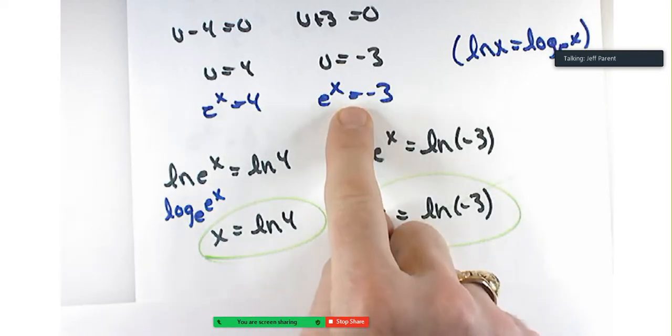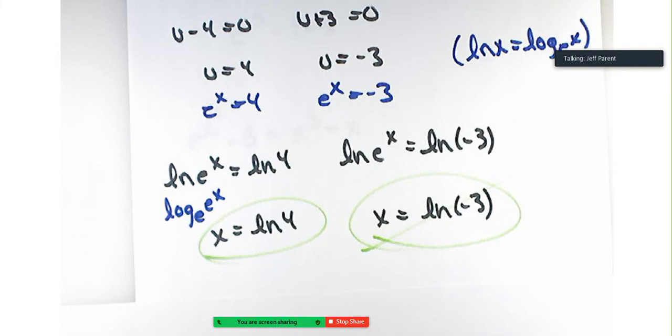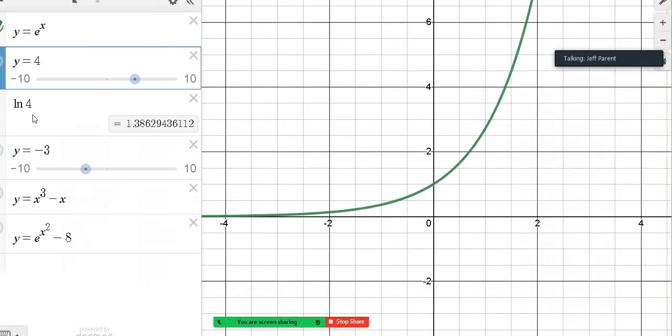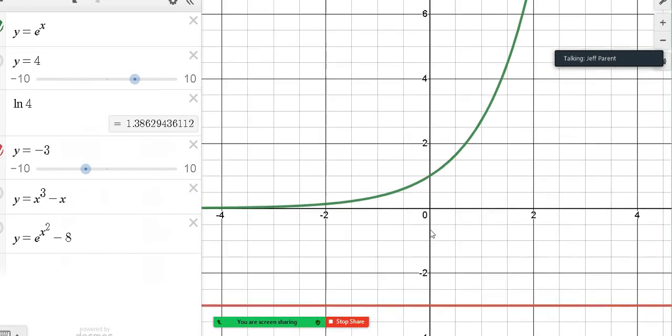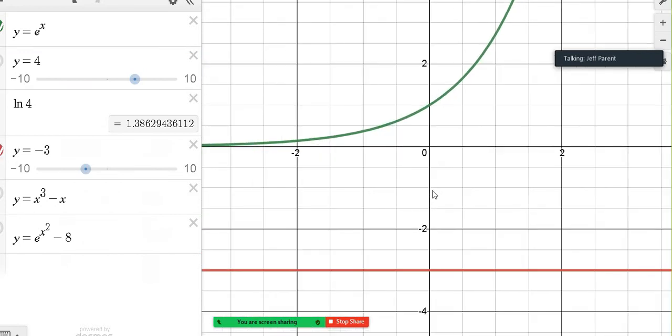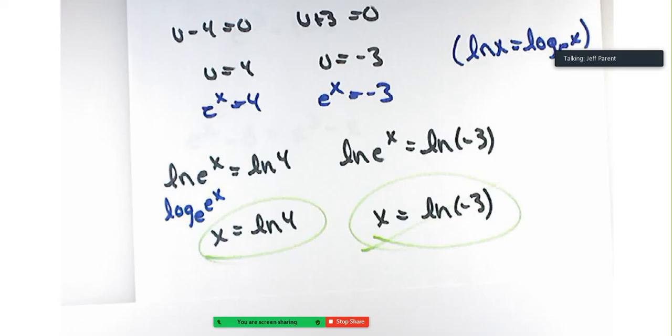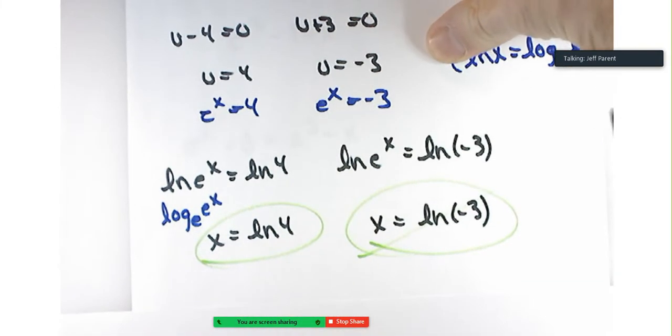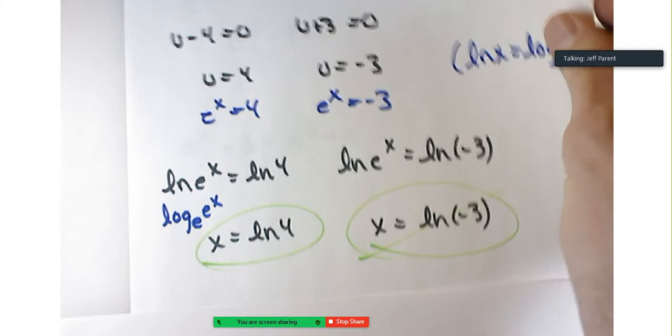Perfect. But what if I needed e to the x to equal -3? Well, I'm looking to see where those two lines cross each other. And if I put in the line y equal -3, I think you're going to have a hard time finding a place where those two lines cross each other. They don't. And it's a reminder in a different way that you can't take the log of a negative number. So we'd have to throw that solution out. The only solution is x equal ln of 4.